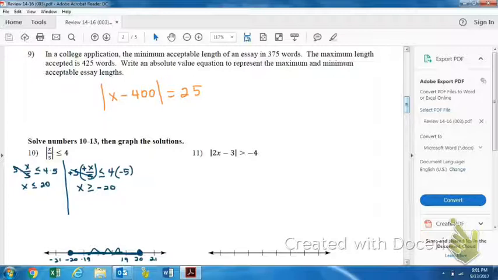Okay. Number 11, we have an inequality that is greater than a negative. Well, since every absolute value is going to be a positive number, anything you put in there is going to be greater than that negative, and so this is all reals. And so if you're graphing it, it is every single point on the number line. And so that's what that would look like.